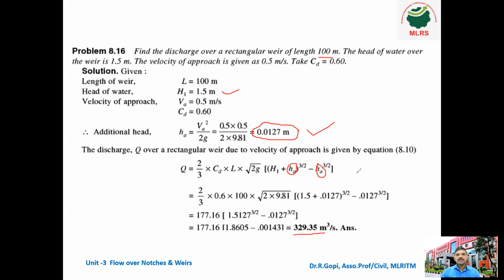Okay, so please read this line. The velocity of approach is given as 0.5 meter per second. So if it is available in the question, you can directly calculate HA. If not available, first you have to calculate the discharge. After that, discharge divided by area, we can get the VA. Discharge divided by area, what is it? It is velocity. Okay, so that is the main thing.